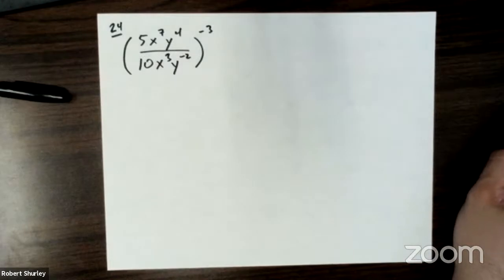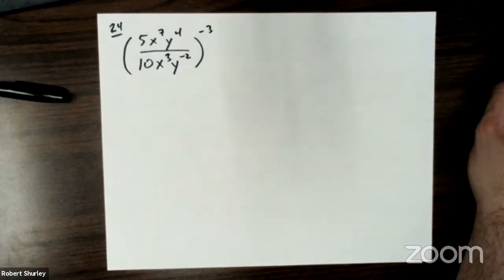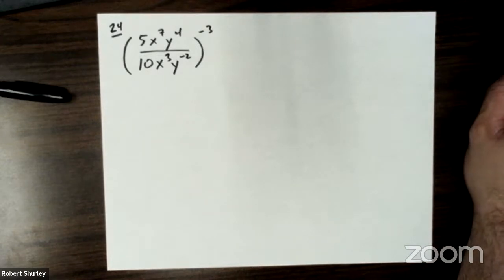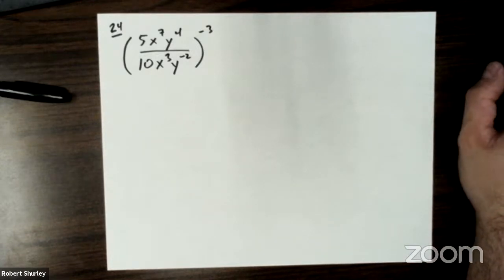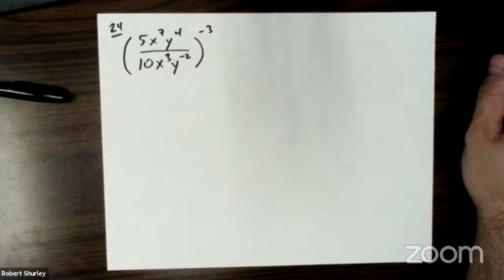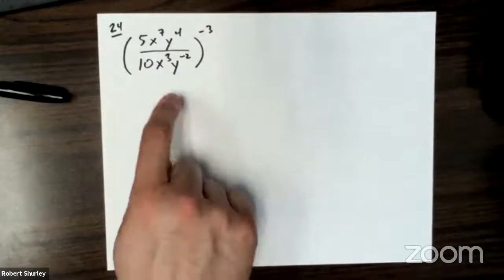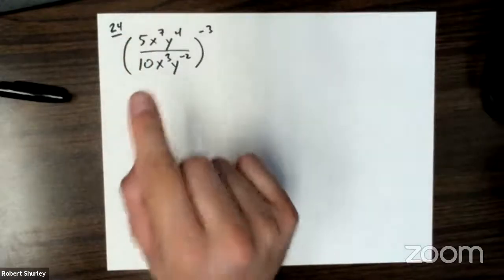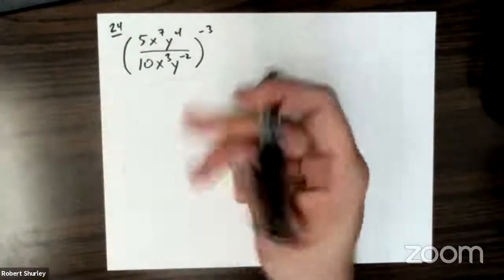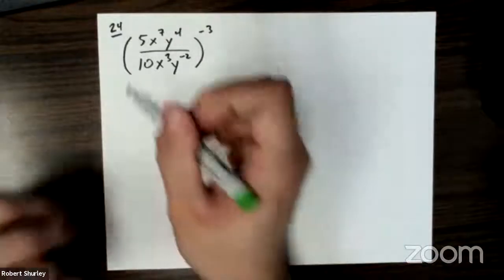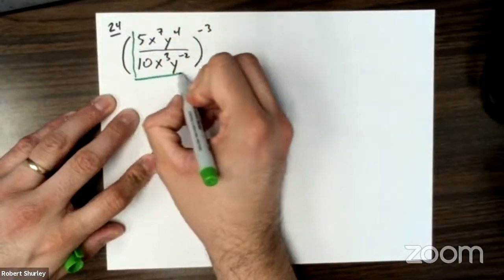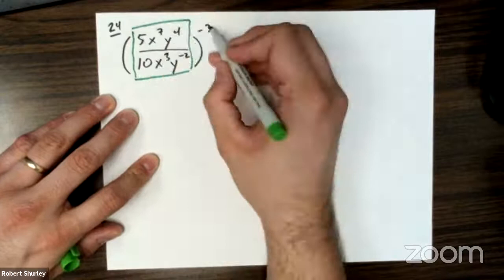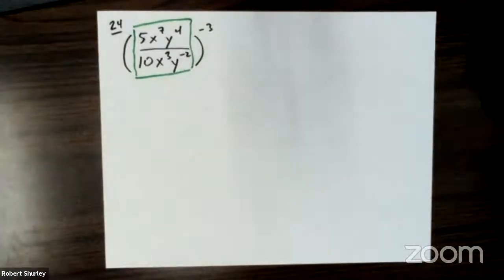I chose this one specifically, and I'm going to do it with you, because I want to show you a different thing you can do before you get started. One of the ways of solving these, if they have a big fraction inside the parentheses, is you can simplify this fraction first before you bring in the negative 3. Now, if you don't want to do that, Mr. Shirley, you can bring in the negative 3.